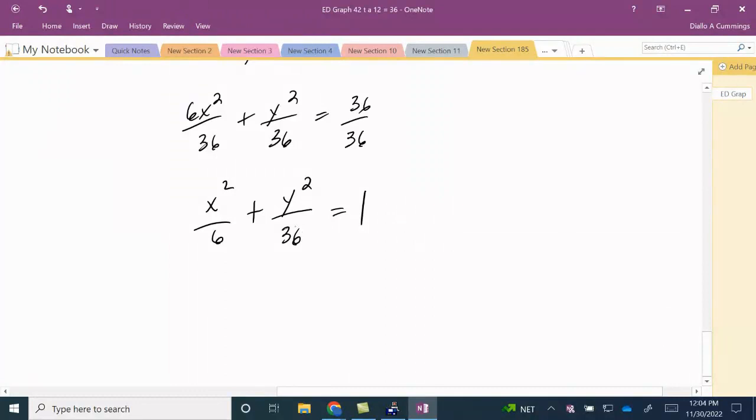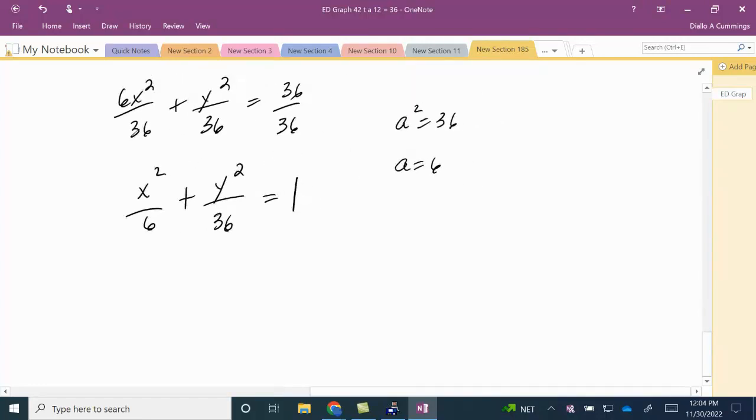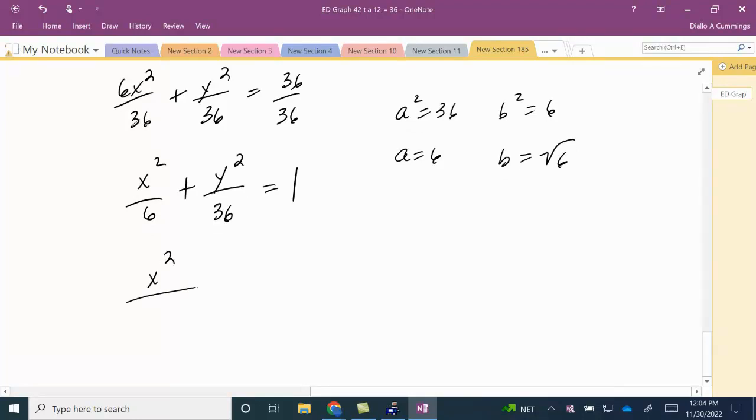We have 36 as the largest denominator. So a² is equal to 36. If we take the square root of both sides, a is equal to 6. We have b² equal to 6. If we take the square root of both sides, b is equal to the square root of 6. So I'm going to write this out as x² over (√6)² plus y² over 6² is equal to 1.